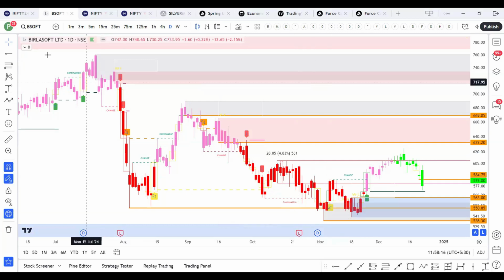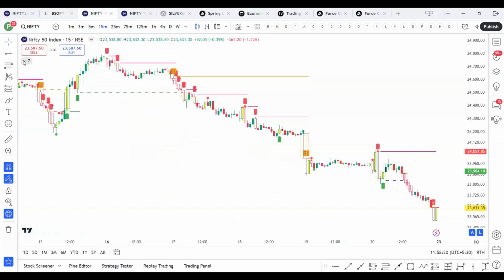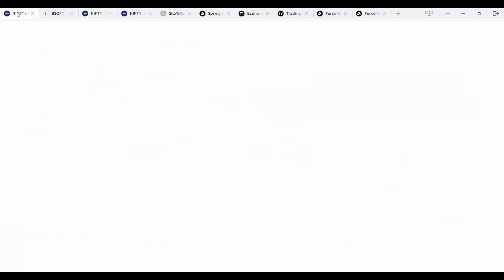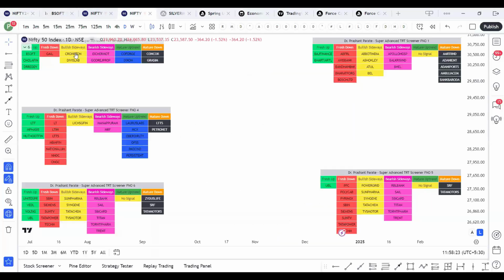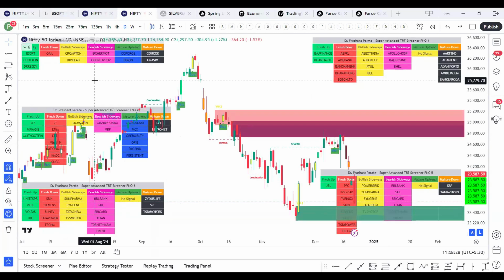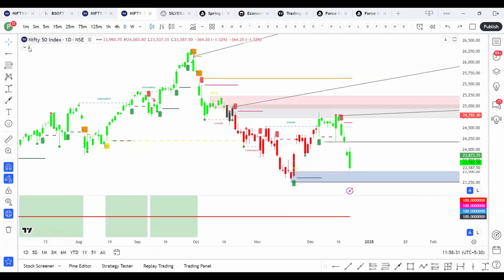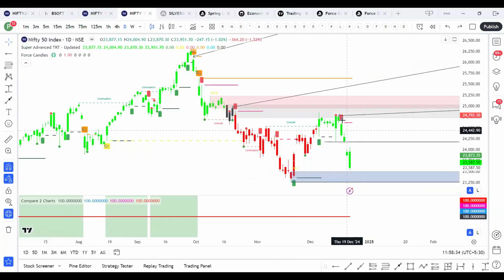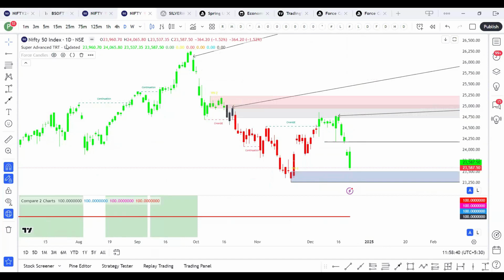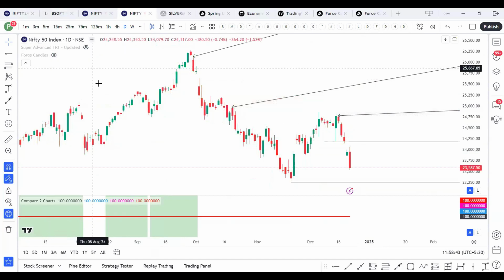The TradingView indicator name: this is my personally developed indicator. It is called the Tape Reading Tool. This force candle, these red or green arrows, this is my personally developed indicator. And this is the Super Advanced Screener. It is also my personally developed indicator, and it is available on a subscription basis.